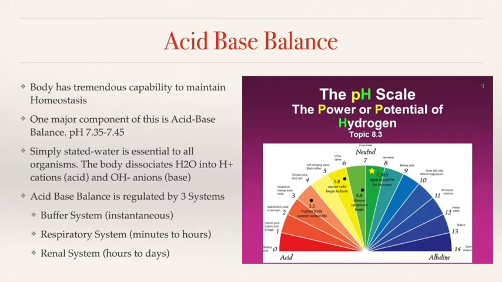So the most immediate one is going to be the buffer system. We learned about this in paramedic class, and the buffer system is instantaneous. It's going to be followed by the respiratory system, and the respiratory system's onset is from minutes to hours, and then finally it's going to be mitigated by the renal system, and the onset for that is hours to days.